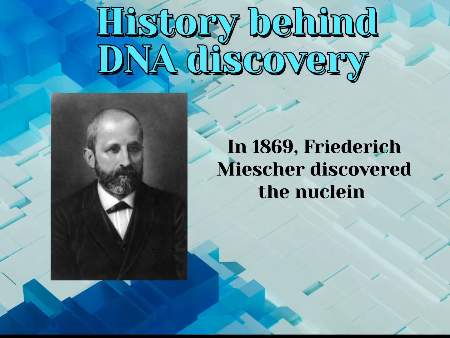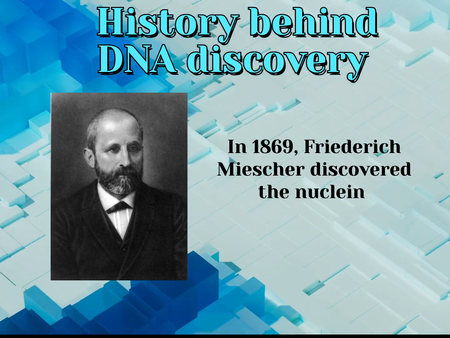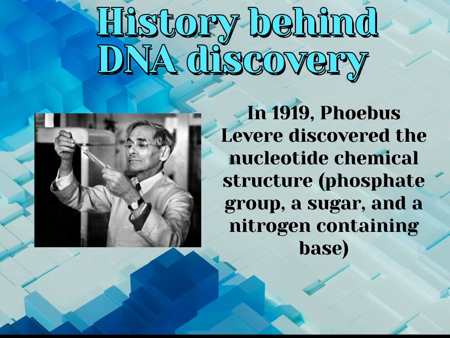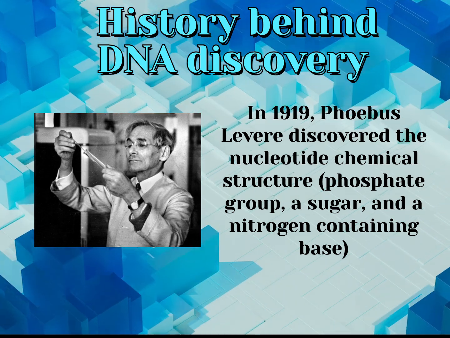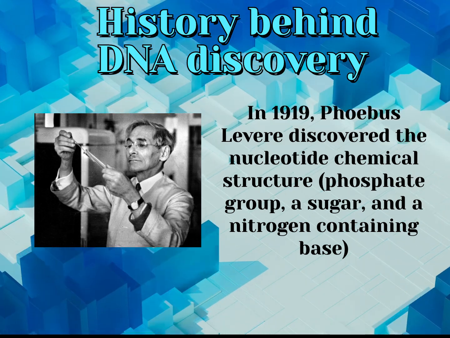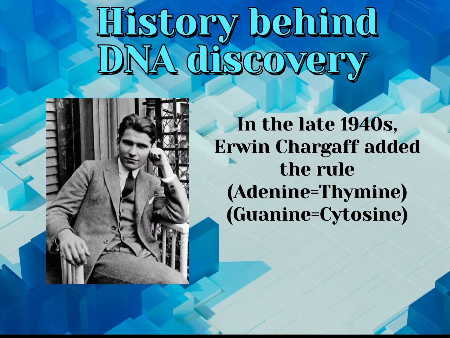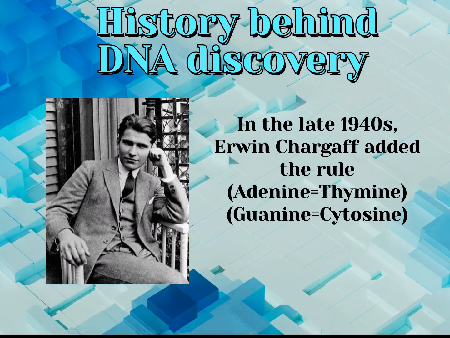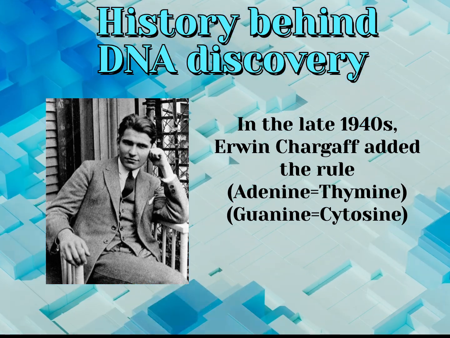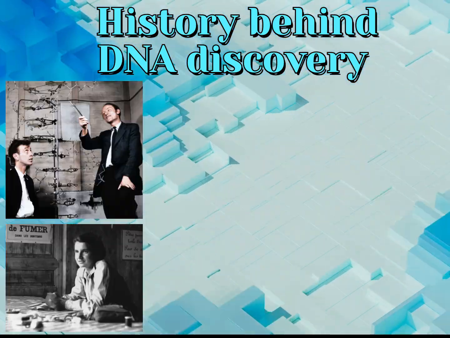It all began in 1869 when the Swiss scientist Friedrich Miescher discovered an important substance with phosphorus content called nuclein. Then the Russian biochemist Phoebus Levene came in 1919 with the discovery of nucleotide, which is composed of a phosphate group, a sugar, and a nitrogen-containing base. The Austrian biochemist Erwin Chargaff added to science the famous rule where the amount of adenine is equal to thymine, and the same goes for guanine and cytosine.